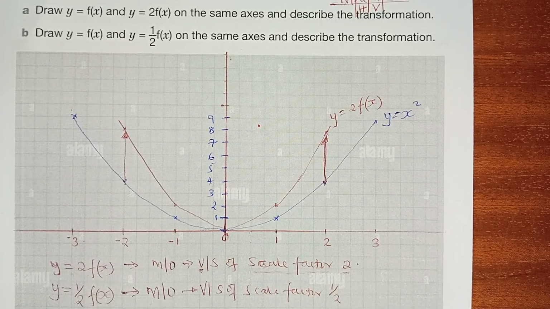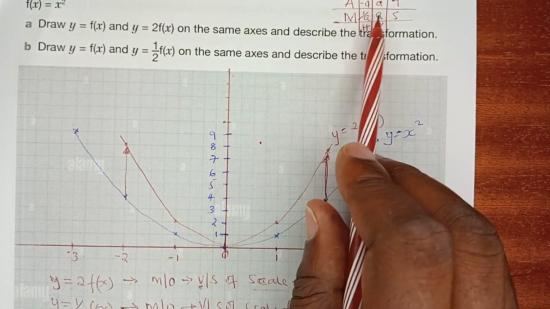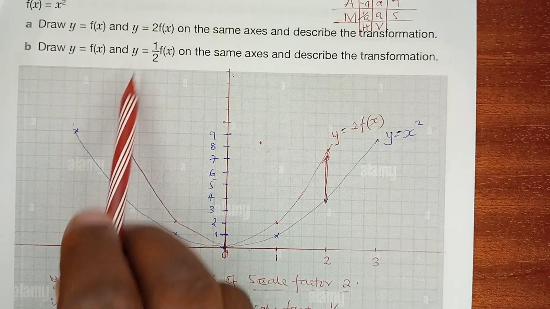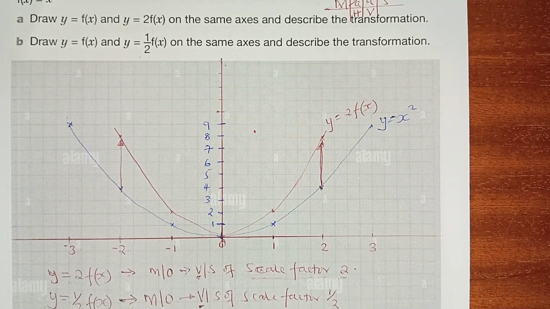What does that mean? Anything to do with vertical will only affect all y values. Stretch means multiplication by scale factor a half. It means therefore every value or coordinate of y is multiplied by a, which in this case is a half. Let us go back to the graph.